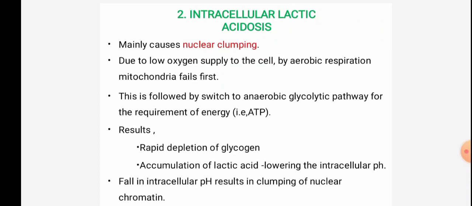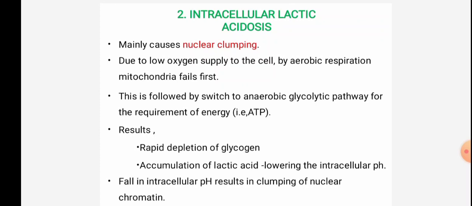Okay. Next, the second point is intracellular lactic acidosis, which mainly causes nuclear clumping. Due to the low oxygen supply to the cell, the aerobic respiration in mitochondria fails first. This is followed by a switch to the anaerobic glycolytic pathway for the requirement of energy. In the absence of oxygen, it needs another route for ATP generation. This results in rapid depletion of glycogen and accumulation of lactic acid, lowering the intracellular pH.